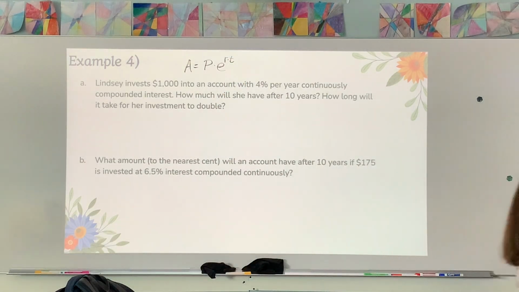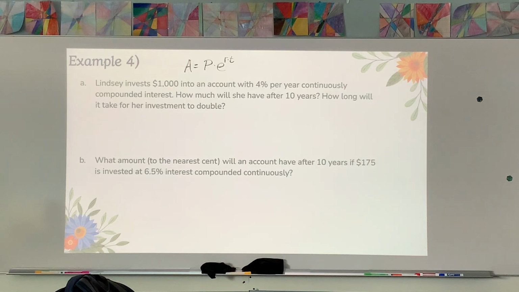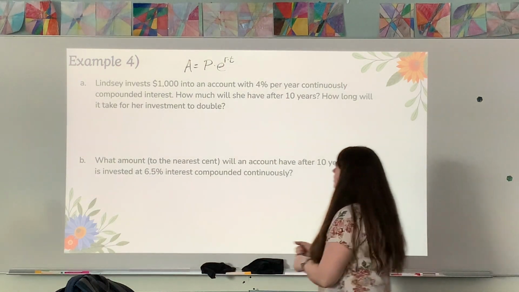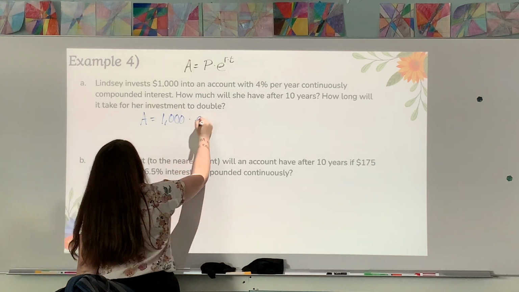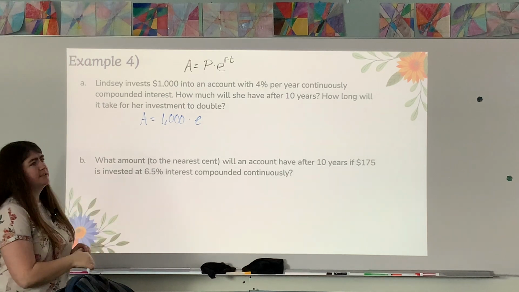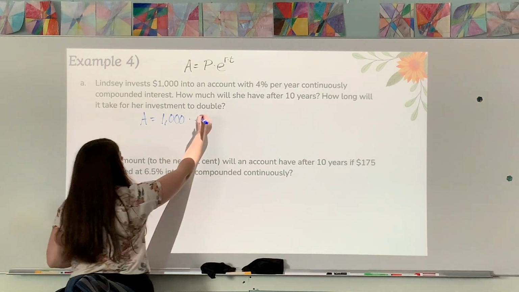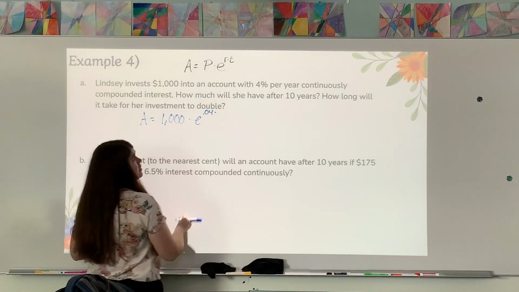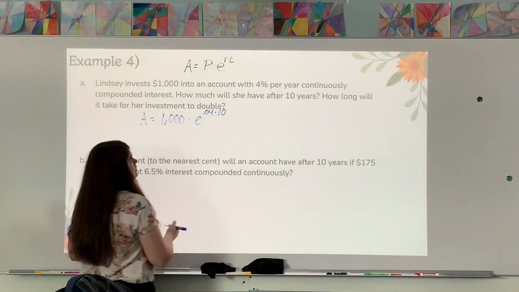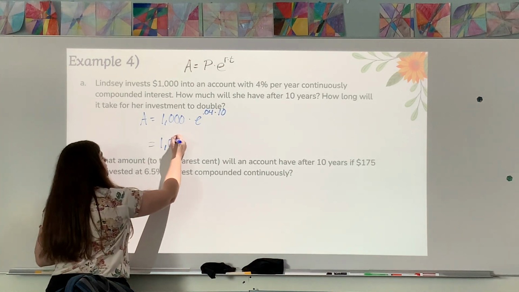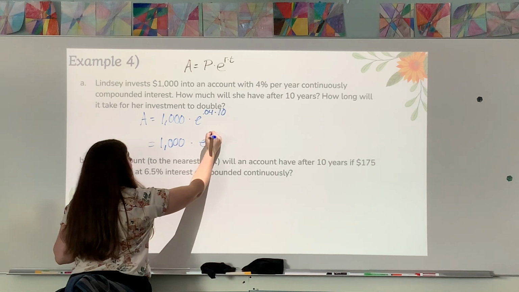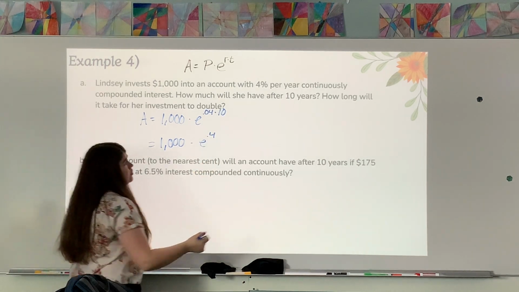So looking at this example, we have an initial value of what? $1,000 times e to the power of, what's our rate? 0.04 times our time, which is 10 years, which is just 0.4. So we have 1,000 times e to the power of 0.4, which gives us what amount?